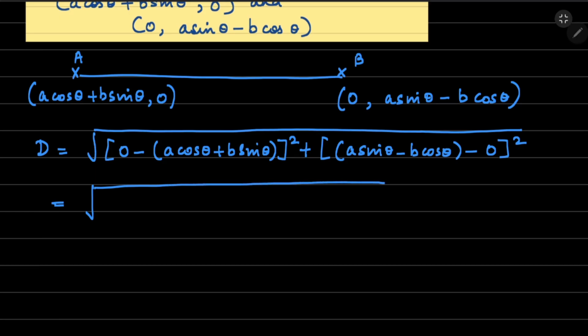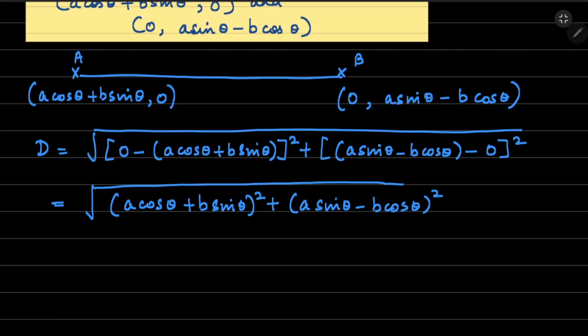Now, this is equal to 0 minus of something, right? So 0 will get ignored. So, minus of a cos theta plus b sin theta whole square. My negative, the whole square, is positive. So what we are left with is just a cos theta plus b sin theta the whole square plus, again, any number minus 0 is the same number. So here also you will write just the term itself, a sin theta minus b cos theta the whole square.